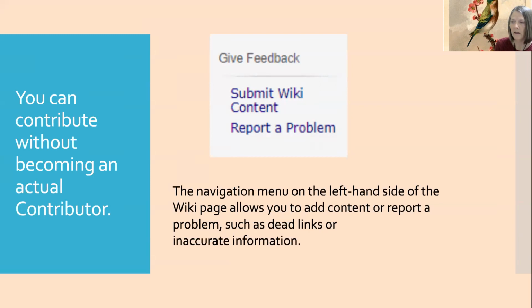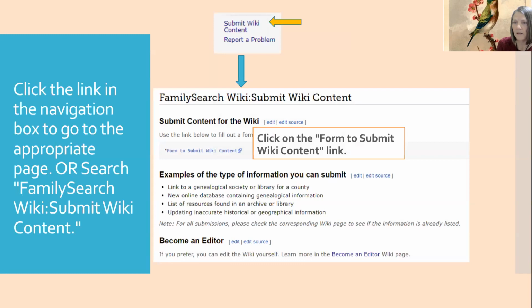And if you click on one of these, then you can contribute without being a contributor if you have information or dead links or problems like that. This is how you do it. So you click the link in the navigation box, for example, submit wiki content, and it will take you to that page. You can also search this under the topic, the filter search FamilySearch Wiki. Submit wiki content, but you do have to have that content, FamilySearch Wiki filter on there. It won't take you to it.